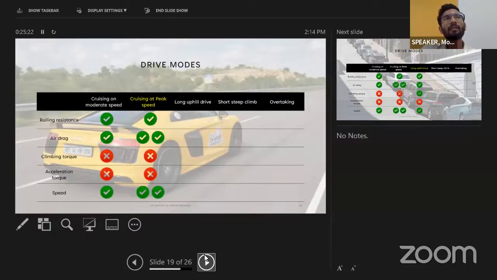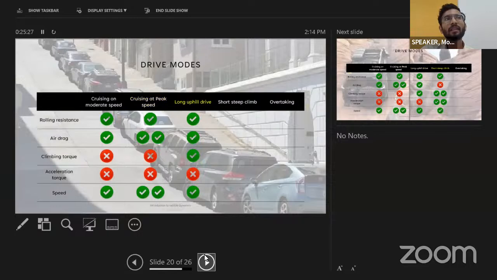The next condition is when the vehicle is moving on a long uphill; it will definitely experience a torque. It has to provide a torque since it is traveling on a steep road. Will the air drag be present? Yes, since it's moving at a speed, it will encounter the air drag. The rolling resistance will also be present since the vehicle is moving on the road.